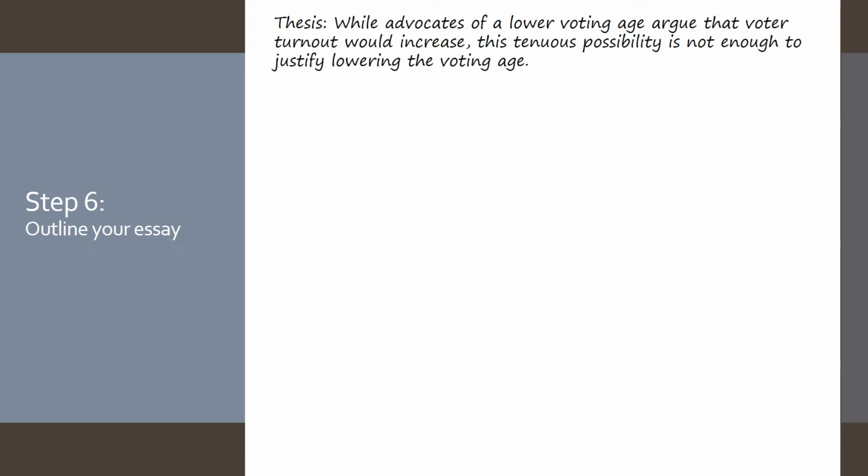So I would want to make sure that I have my topic and point in there. I have my topic, voting age, and then the point is that the only reason to do it is not enough to justify lowering the voting age. Okay, so it is clear what side I'm on.